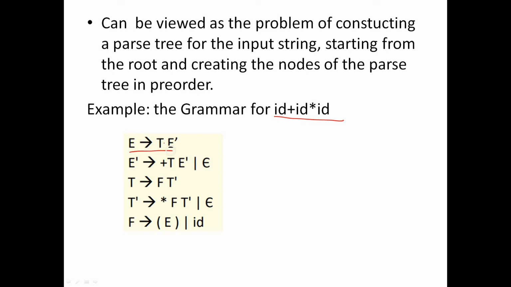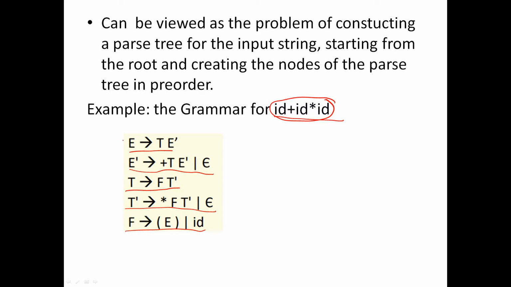So E tends to T E dash, and E dash tends to plus T E dash or epsilon. T tends to F T dash, and T dash tends to star F T dash or epsilon. F tends to E or id. Here E means expression, T means term, and E dash is also one type of expression. So we may construct the grammar for the given expression, and once we have the grammar, we can go on to construct the parse tree.